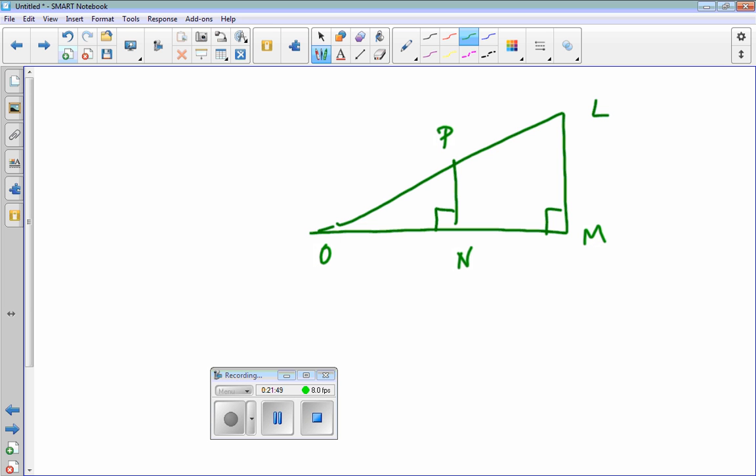Now, so I have angle O and then I have right angles. What's the reason the triangles are similar? AA similarity. So make sure that you're writing it like that. Okay? Good?